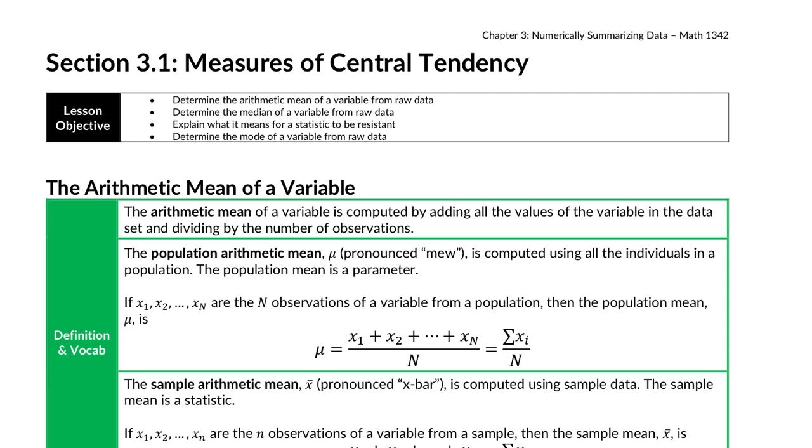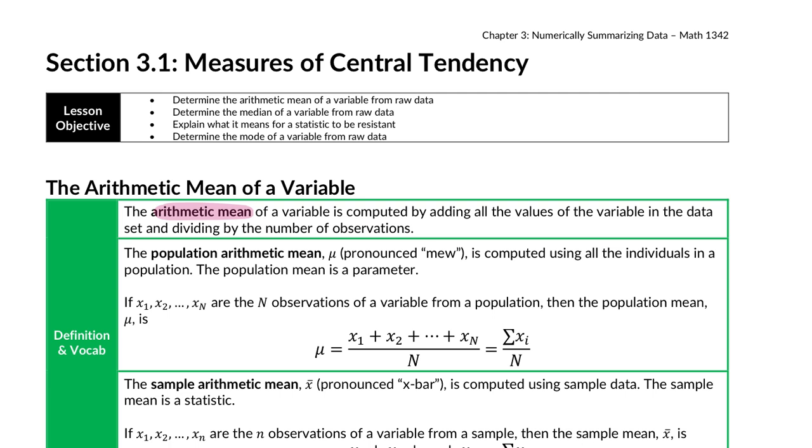Okay, the first measure of central tendency, which honestly, the measures of central tendency we're going to go over today are going to sound very familiar to you, but I'm going to make them complicated, is called the arithmetic mean of a variable. The arithmetic mean of a variable is computed by adding all of the values of the variable in the data and dividing by the number of observations. You would have casually called this the average. It's the same idea as the average or the mean of the data, but we're making it statistics, so it's called an arithmetic mean.